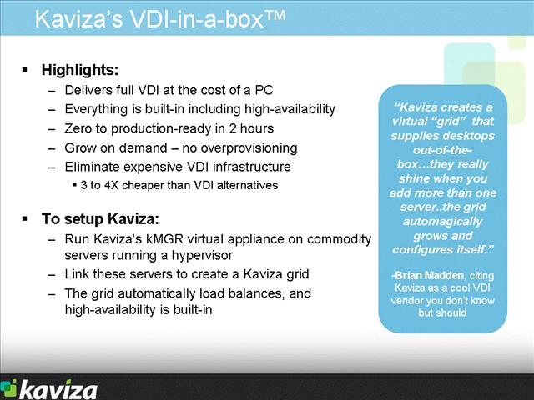Deploying Kaviza is simple. Just load Kaviza's K-Manager virtual appliance on a commodity server running an industry-standard hypervisor, and you now have a virtual desktop server. To create a grid, bring in another commodity box, load K-Manager and point it at the first, and the grid is automatically highly available. You can grow on demand and add as many servers as you need. In this demonstration, we will show you how to set up your first Kaviza VDI-in-a-box server and generate virtual desktops.